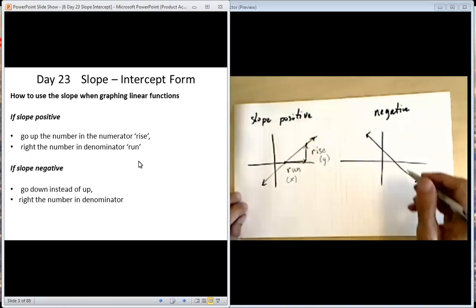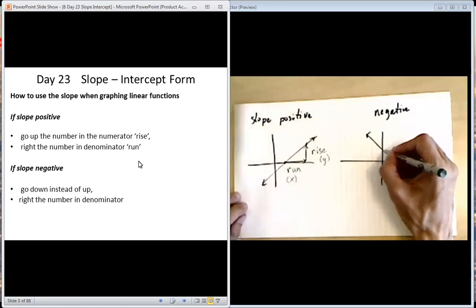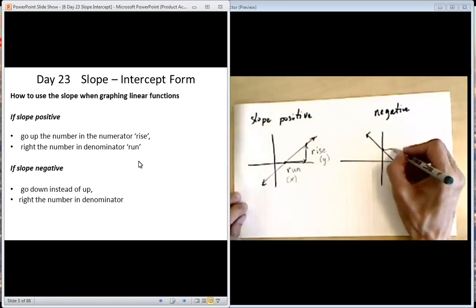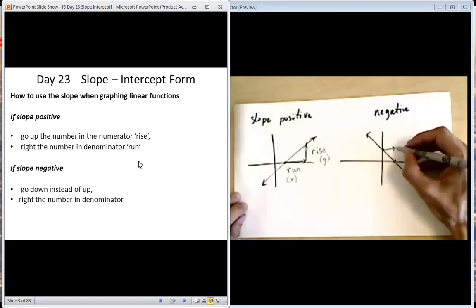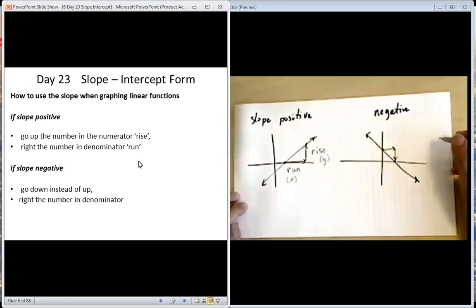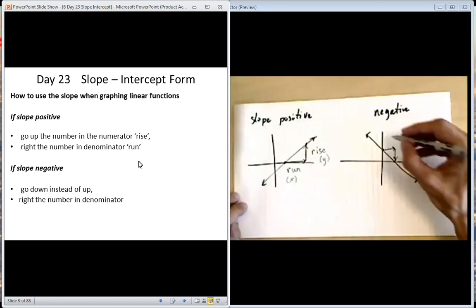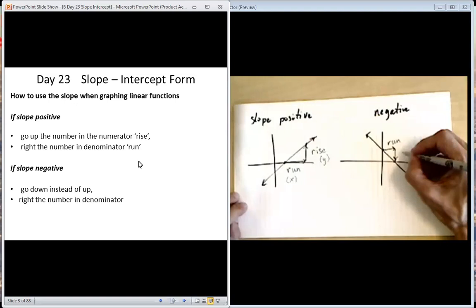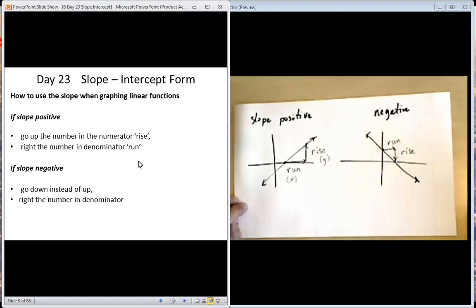Over here, same sort of thing. If we're going from there to there, let's say, we go across like this, and then in this case, we go down like that. So this is still the run going like that, and this is the rise now going downwards. Still the x direction, still the y direction.